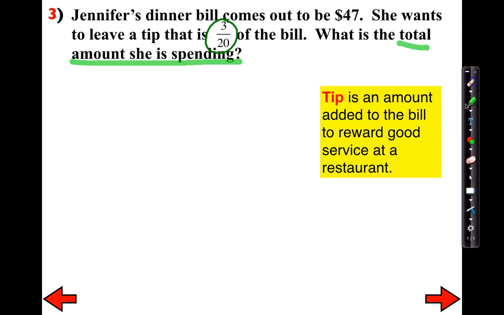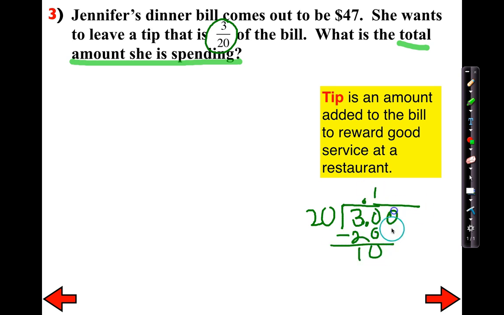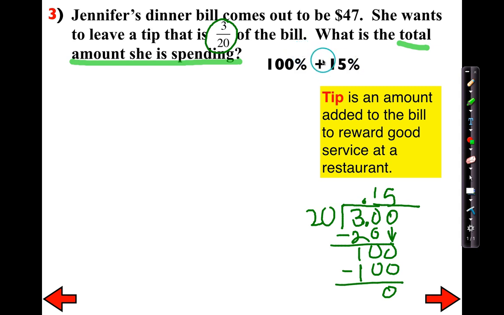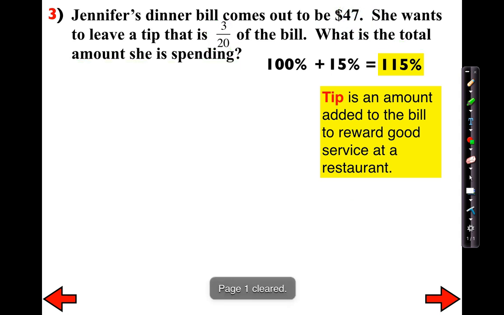First, let's turn 3/20 into a percent. We're going to do 3 divided by 20. That means this is equivalent to 15%. So since Jennifer wants to figure out how much she spent altogether, we're going to do 100% of the bill, but we're going to add on 15% for the tip. So she's going to pay a total of 115% of her grand total of $47. So let's do that.